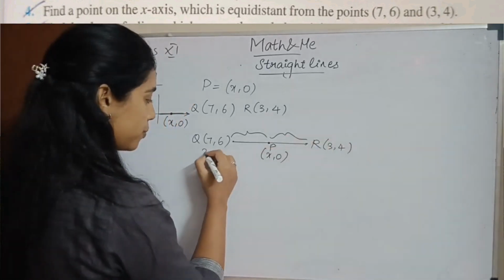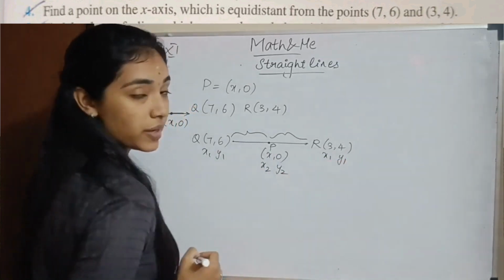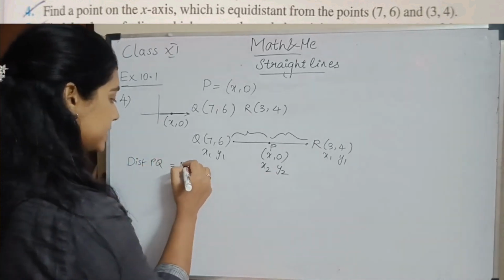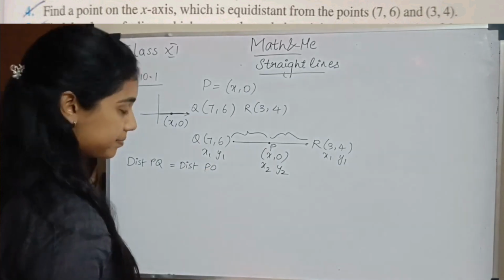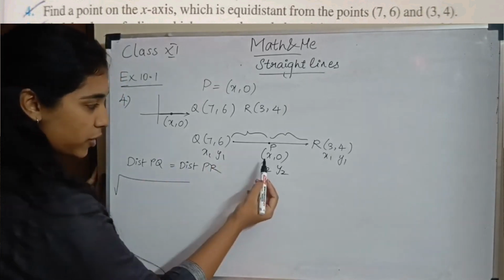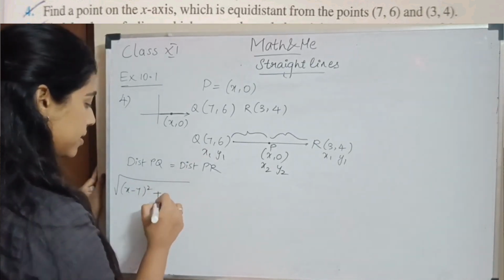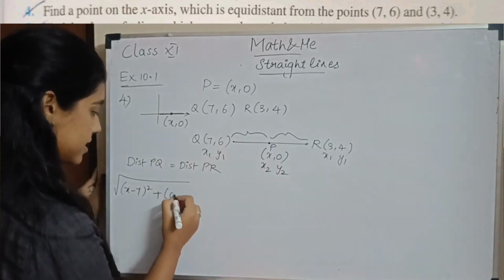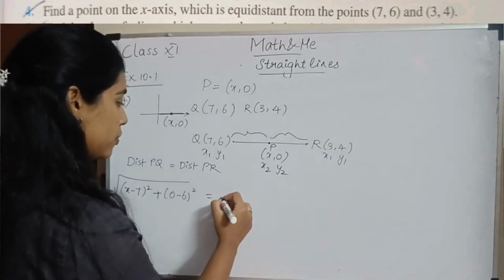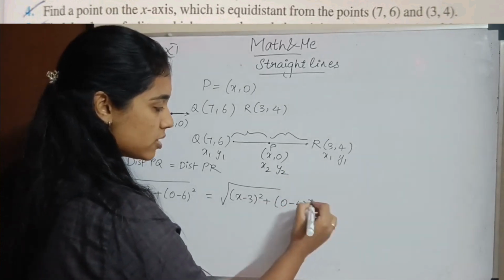When you find the distance QP, this is x1, y1 and this is x2, y2. When you find the distance of PR, this becomes x1 and this becomes y1. So let us use the distance formula. Distance PQ equals distance PR. Distance PQ is root of (x2 minus x1), which is (x minus 7) whole square, plus (y2 minus y1), 0 minus 6, the whole square, equals distance PR. What is your distance PR? Root of (x minus 3) the whole square plus (y2 minus y1), which is 0 minus 4, the whole square.